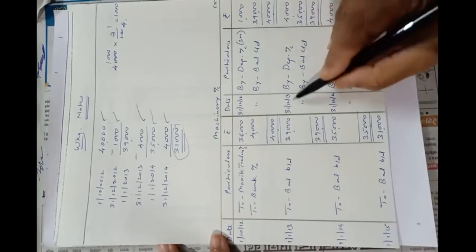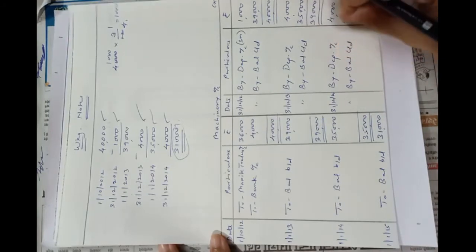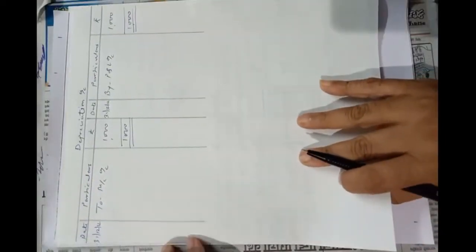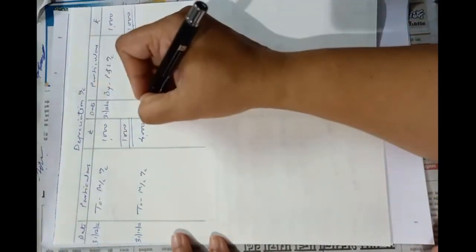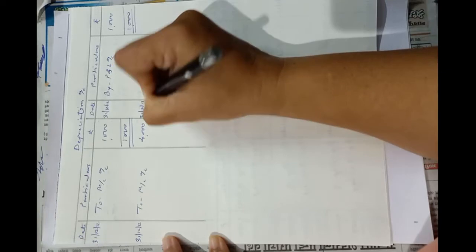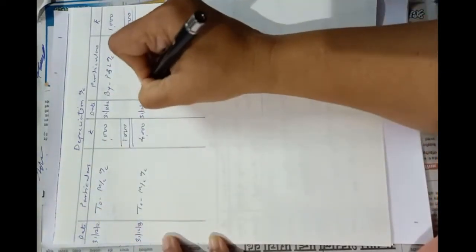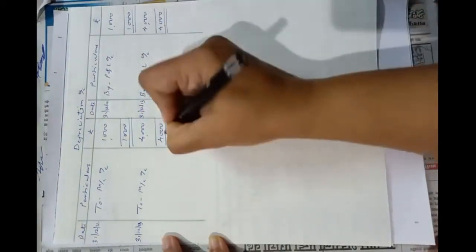Now at the end of next year, that is as on 31st December 2013, credit side of machinery account by depreciation account 4000. So debit side of depreciation account to machinery account 4000, and as that is the date of year ending, so on the same date, that is on 31st December 2013, by profit and loss account 4000. Okay, again we will tally. Debit total is 4000, credit total is 4000.